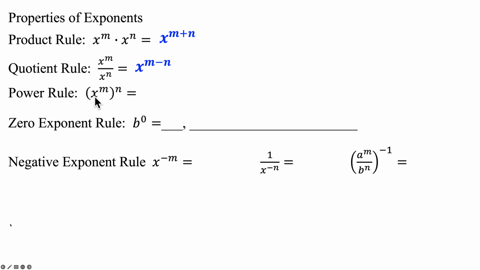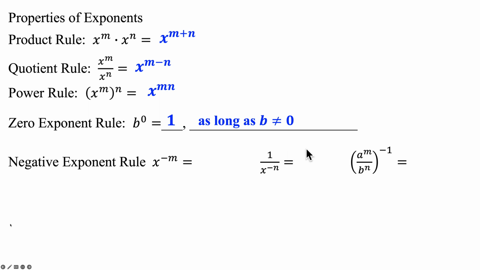Power rule, I have x to the m power, all that to the n power. Notice the difference here is there's 2 powers and 1 base. You multiply those 2 powers or exponents together. Zero exponent rule, b to the 0 is equal to 1 as long as the base does not equal 0. You can't have 0 to the 0 power equal a 1.